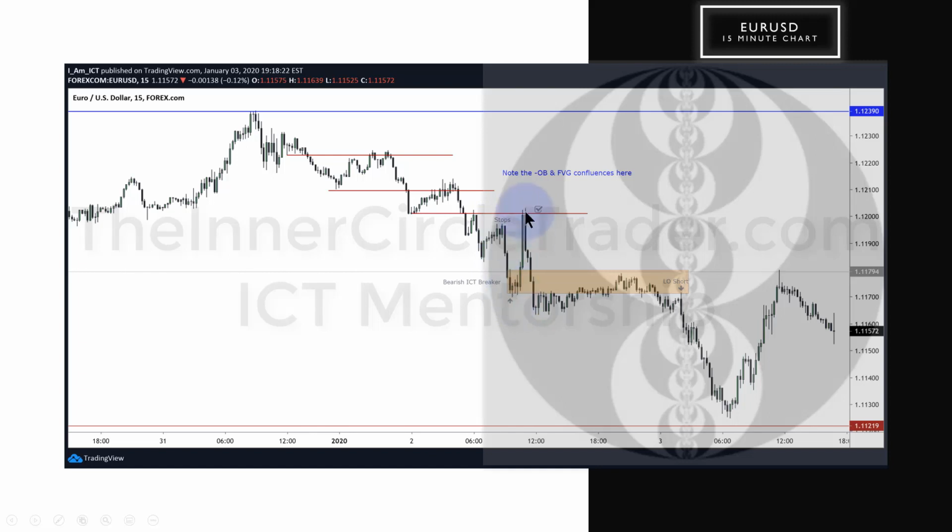If this high would have been lower than this one, and we broke lower, then this would have been a mitigation block. Okay, that's the distinction.